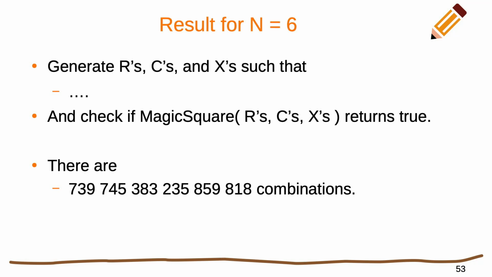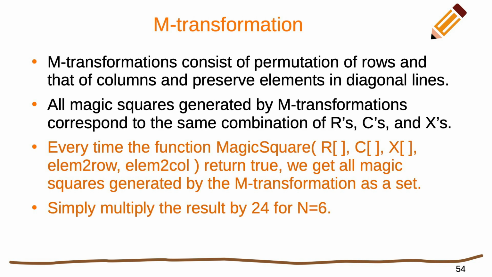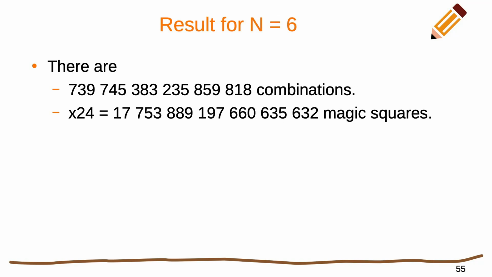At this point, we must remember the role of M transformation. All magic squares generated by an M transformation share the same combination of row sets, column sets, and both diagonals. So every time the check function returns true, we are actually identifying a set of magic squares generated by the M transformations. Therefore, we multiply the count by 24 to obtain the total number of 6x6 magic squares.